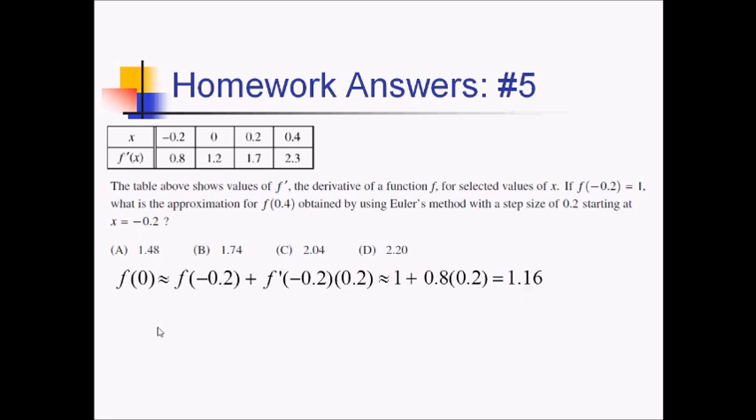So moving on now, we're going to find f of 0.2, and that's going to be f of 0, which we just approximated, plus f prime of 0 times the step size of 0.2. F of 0 we said was about 1.16, and then f prime of 0, that's going to be 1.2 from our table, times our step size of 0.2. So we've got 1.16 plus, let's see here, this is going to be 0.24.